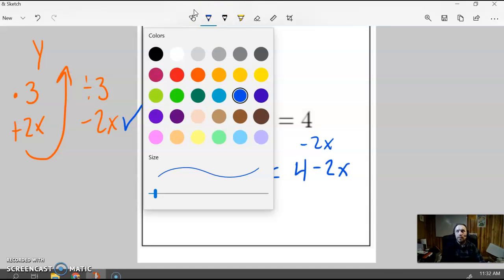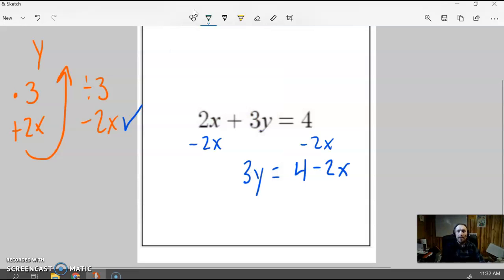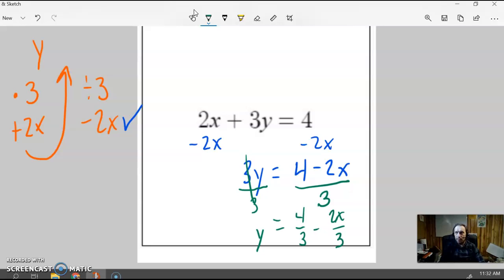Then, we're going to divide by 3. Well, if I divide one side by 3, remember we divide the entire other side by 3. 3 divided by 3 is 1y. And now I'm going to distribute this division. So 4 divided by 3 minus 2x divided by 3. And frankly, this is solved for y.